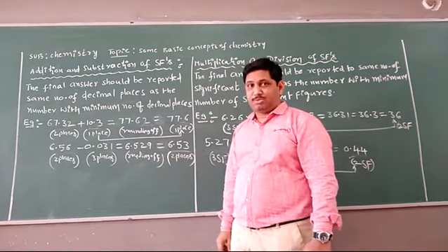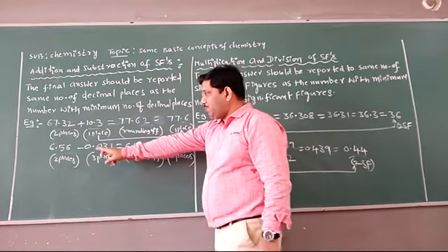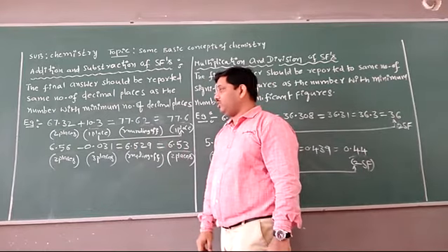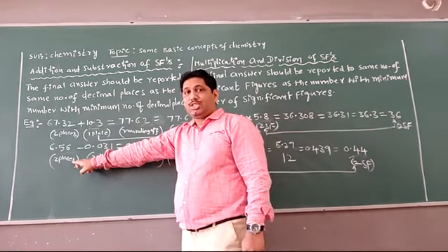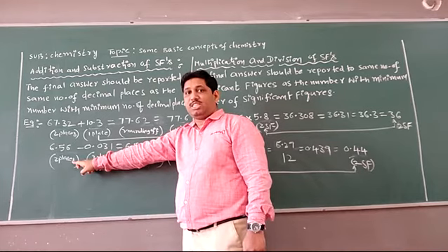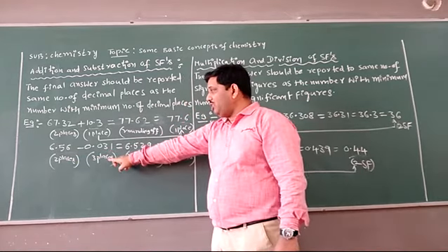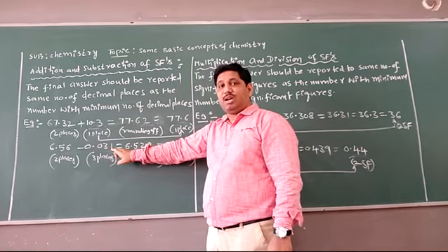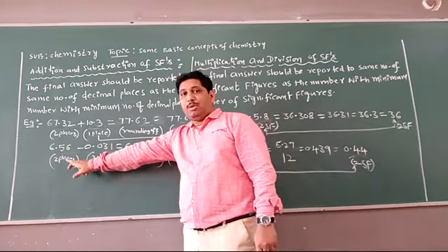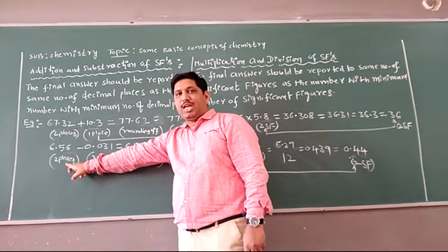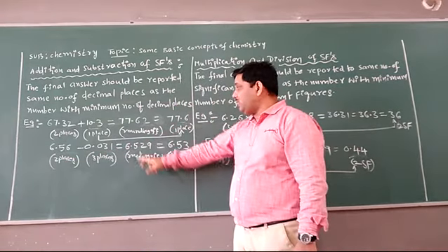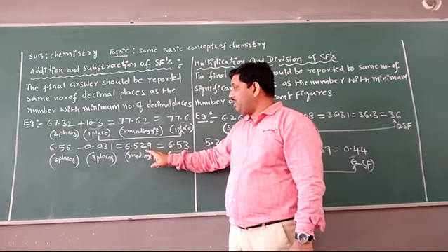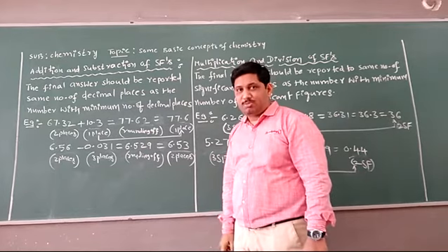Next, one example for subtraction we are discussing today: 6.56 minus 0.031. 6.56 has two decimal places because two digits are present after the decimal. 0.031 has three decimal places because three digits are present after the decimal. Hence, the final answer must be reported to two decimal places only. But the actual answer is 6.529, which has three decimal places.